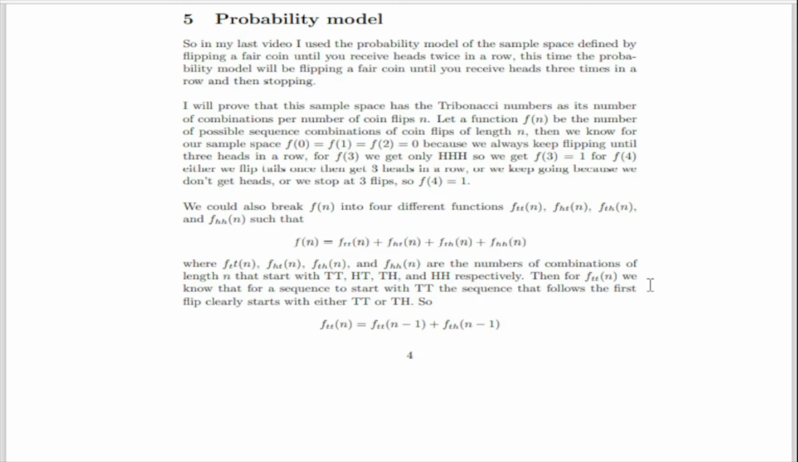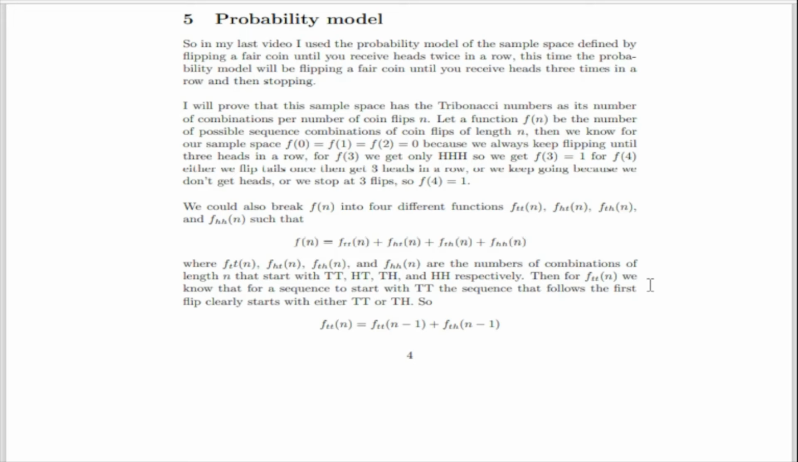Let a function f of n be the number of possible sequence combinations of coin flips of length n. Then we know for our sample space, f of 0 equals f of 1 equals f of 2 equals 0, because we always keep flipping until 3 heads in a row. So there's never a stopping point at 0, 1, or 2 coin flips in general. For f of 3, we get only HHH, so we know f of 3 equals 1. For f of 4, we either flip tails once, then get 3 heads in a row, or we keep going because we don't get heads, or we stop at 3 flips because we get 3 heads in a row right away. So f of 4 equals 1.